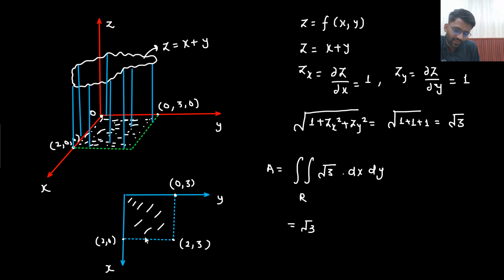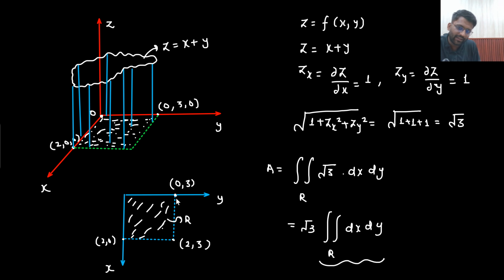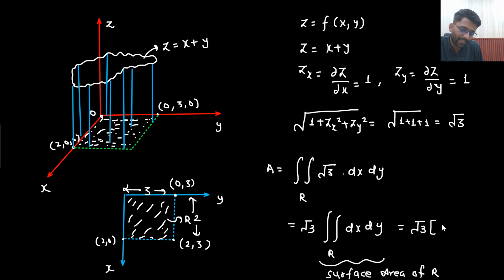Now we need to calculate the double integral of dx dy in this region R. What does this represent? This simply represents the surface area of R. And what is the surface area of R? This length is 2, and this length is 3. So the surface area is 2 into 3, that is 6. So under root 3 times 6, that is 6 under root 3. This will be the answer.